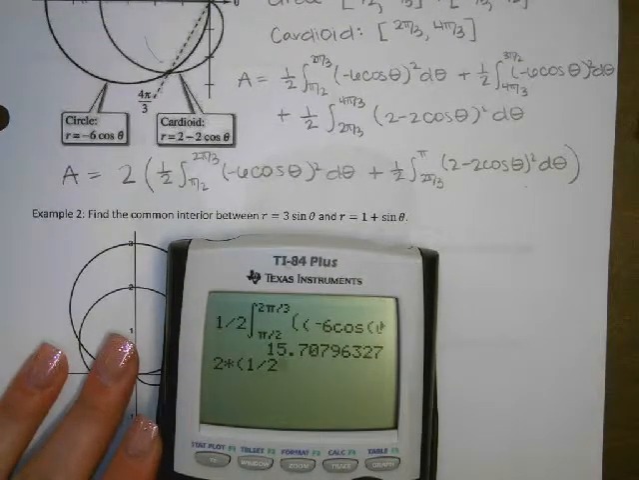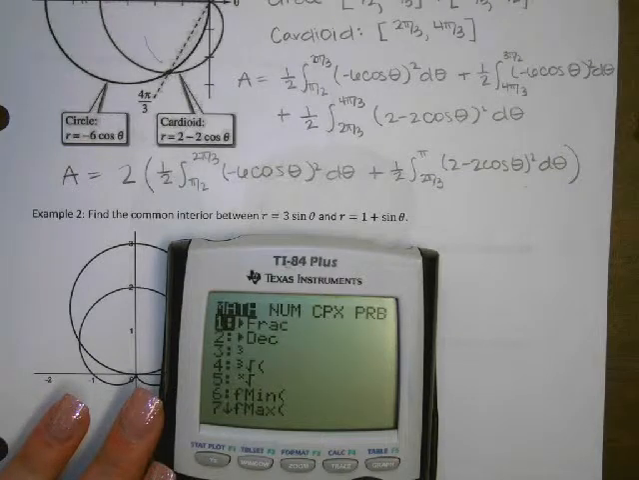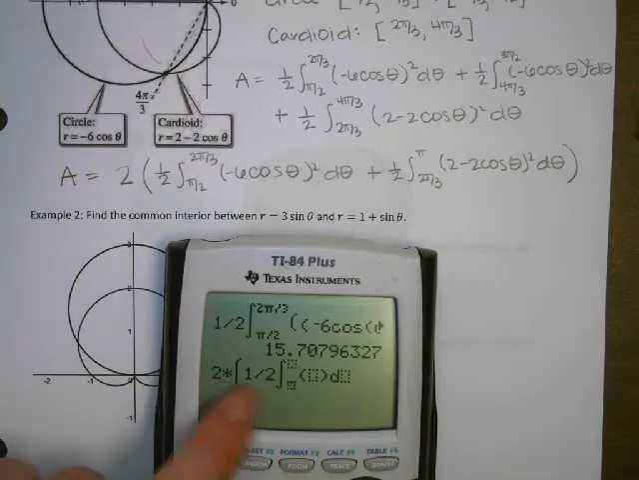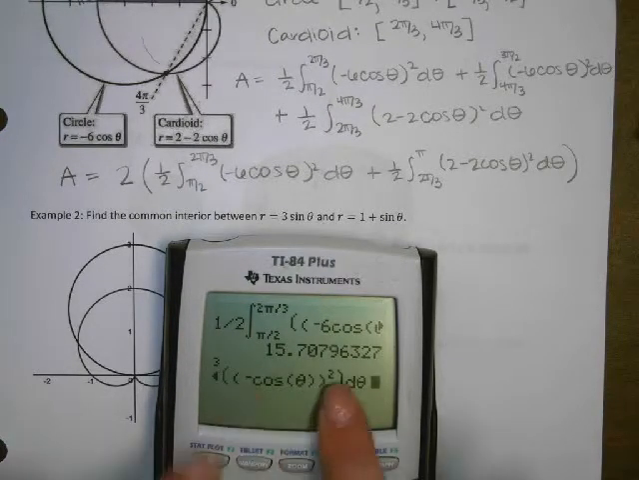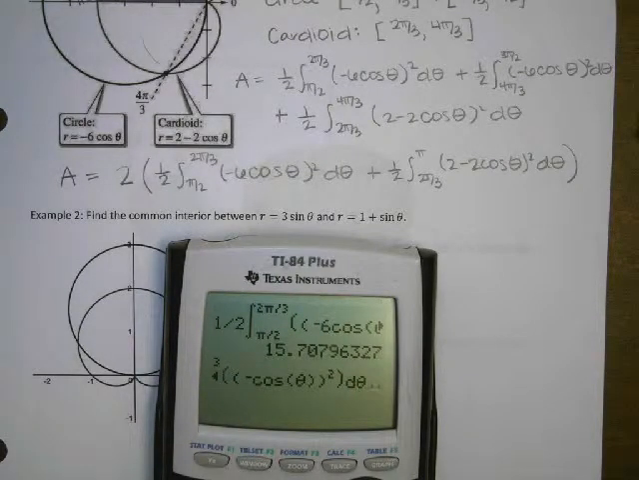And if you have a calculator at home, you should do it with me. So 2 times 1/2, and then we have pi halves to 2 pi thirds of negative cos theta squared. Make sure to have those extra parentheses so you're showing that whole thing as being squared. And then plus 1/2, 2 pi thirds to 2 pi, 2 minus 2 cos theta squared.